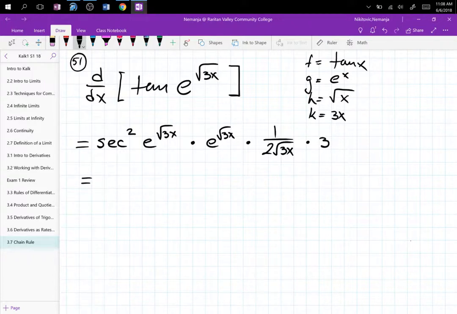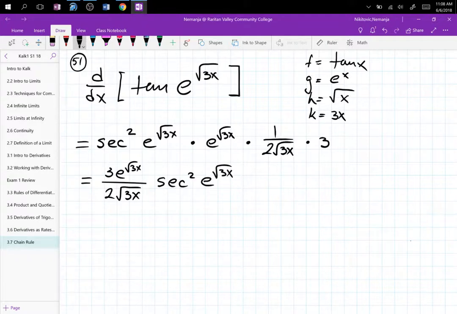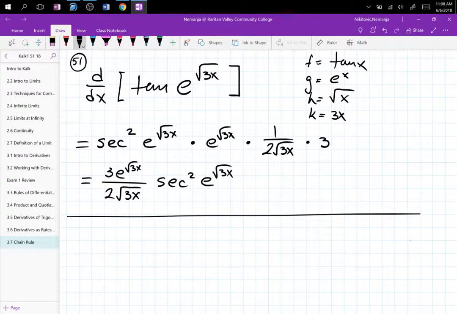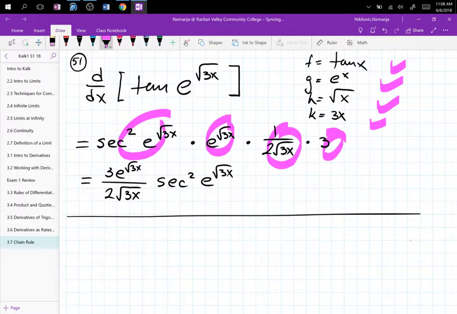So now what do we have? To make this more compact, we have 3e to the square root of 3x divided by 2 square root of 3x times secant squared e to the square root of 3x. So what we should be seeing here, 1, 2, 3, 4, 1, 2, 3, 4. Bueno? All right.